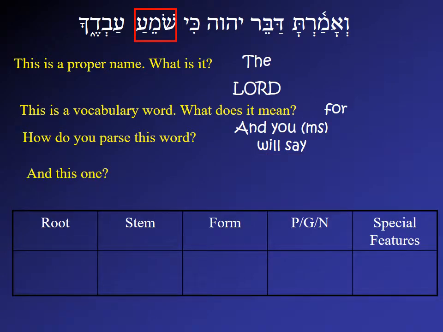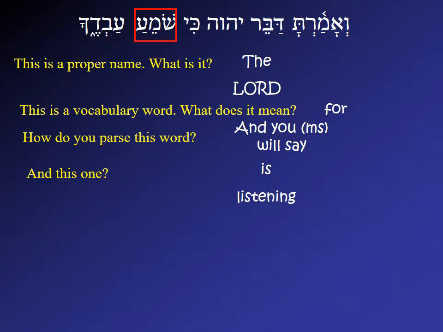Now here's another verbal form that we ought to recognize. So here, the root is simply shin mem ayin. The stem, again, Qal. The form, shomea, with a furtive patach. So the o-a vowel form is the marker of the Qal active participle, and this one is masculine singular. No special features. So this one means is listening.